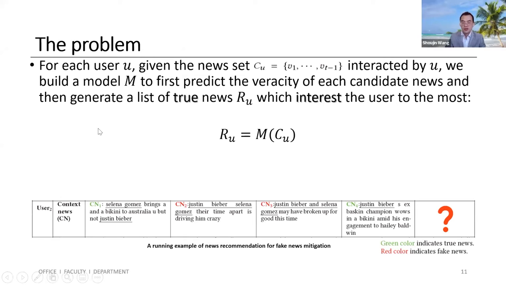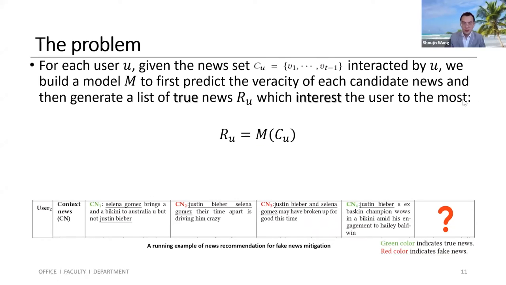The problem is that for each user u, given the news set C_u, which consists of a sequence of news read by the user u, we build a model M to first predict the veracity of each candidate news, and then generate a list of true news R_u which interests the user the most. So we can formalize the problem in this way.